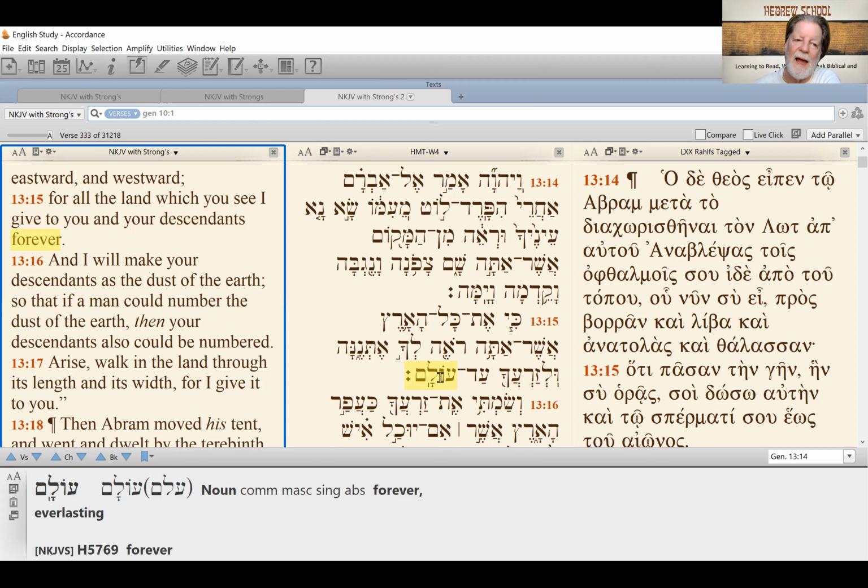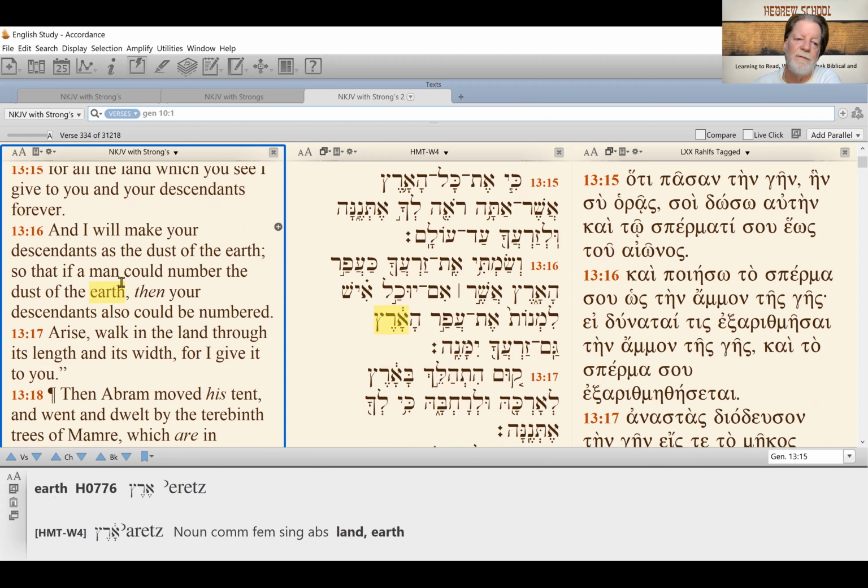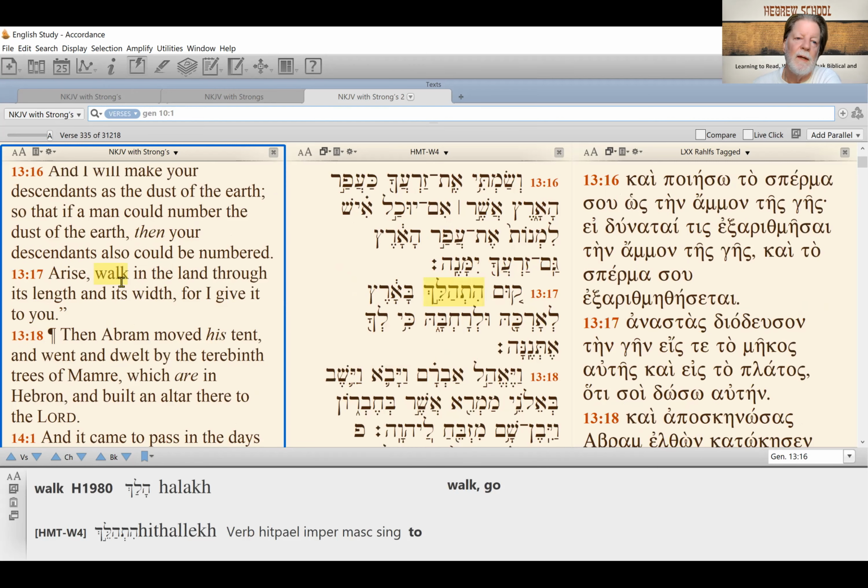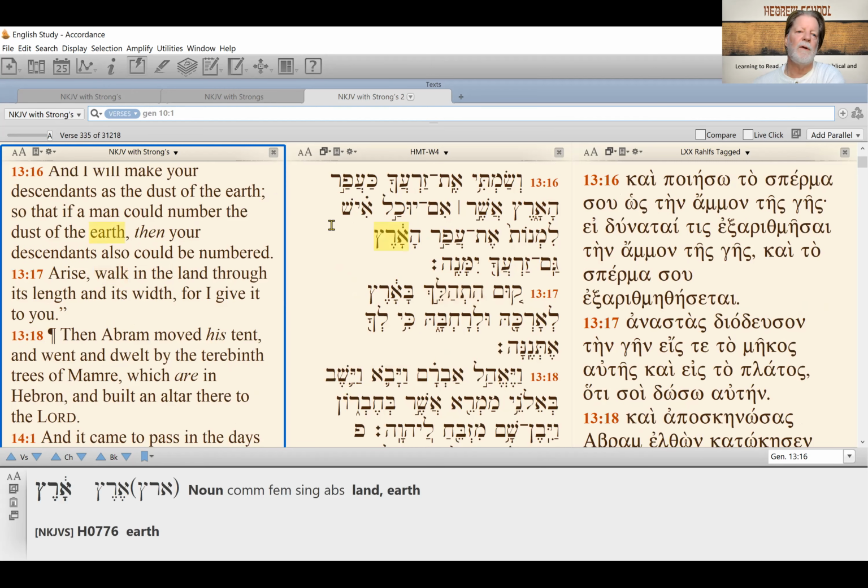I'm going to give the land everywhere you see. So every place that God has called Abraham to look, God is going to give him that land, whatever land he sees. Now it's going to be further defined. In verse 16, the Lord says, and I will make your descendants as the dust of the earth, so that if a man could number the dust of the earth, then your descendants could be numbered.